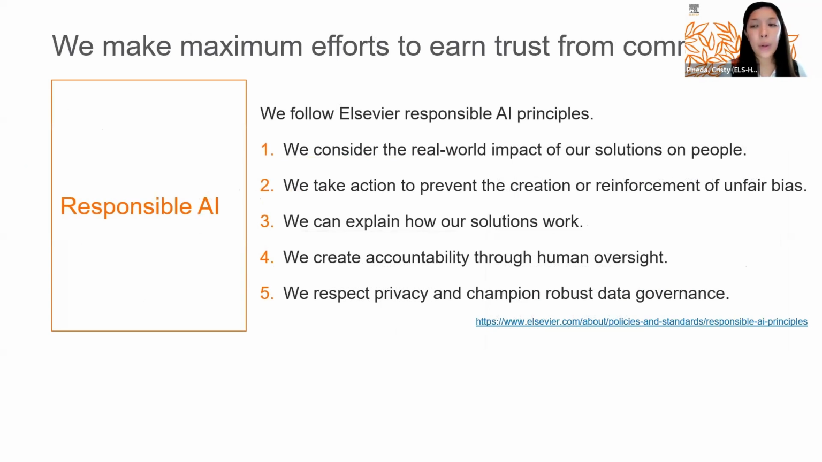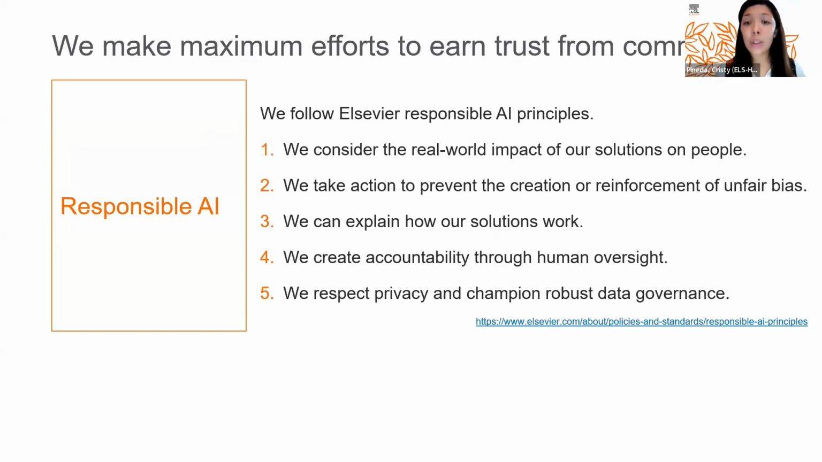One of the things that we also take pride on and that we practice as a community in Elsevier is a responsible use of AI. And how do we do that? So we have 5 principles for Elsevier responsible AI. First, we consider real-world impact of our solutions on people. We understand that research output needs to be timely, that it needs to be relevant, and that it needs to have a source that is credible and reliable. And that's one thing that we make sure of.